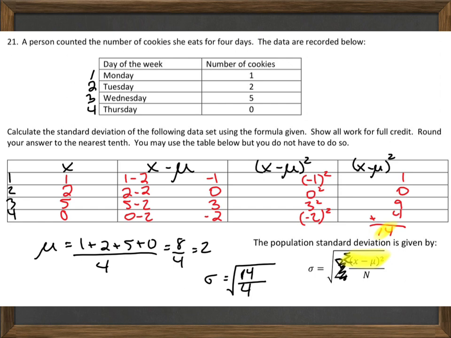So remember, you have to put this into your calculator carefully. You can either do it all at once, square root of 14 over 4, make sure you use your parentheses correctly, or you can type in 14 over 4 and then do the square root of that. Either way, you should get about 1.87 for your standard deviation.